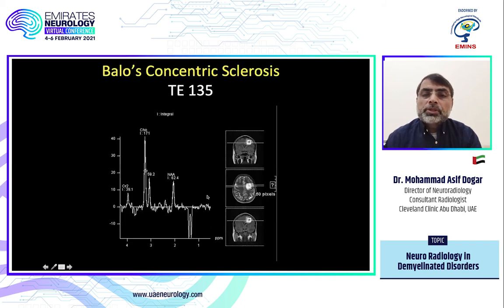And again, like the last patient, if you look here, this is a spectroscopy at 135 TE. So there's a lactate peak. NAA is very low. Choline is too high as compared to the creatine. It looks like a tumor spectrum. So again, this is not that helpful for differentiation from tumor.